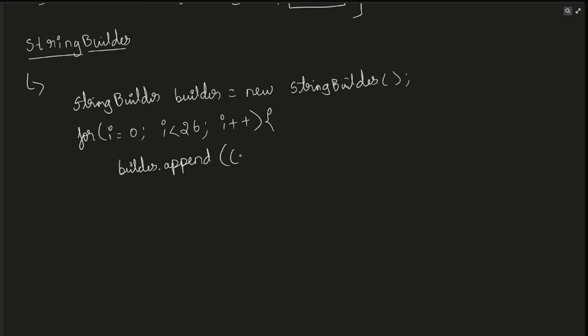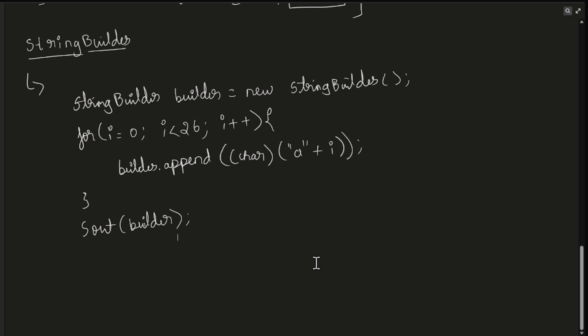We need to pass the value, character, a plus i, for every iteration. We can just print the builder after the for loop, which will give the same output as our previous program, but this time for every iteration a new object will not be created. Instead, the same string gets modified for every call, meaning for every iteration.